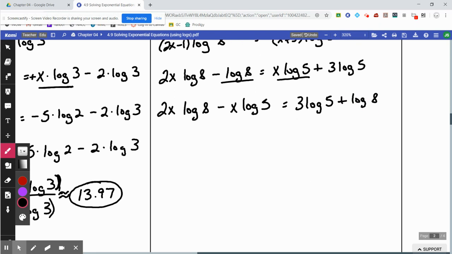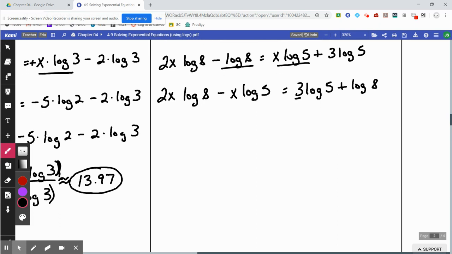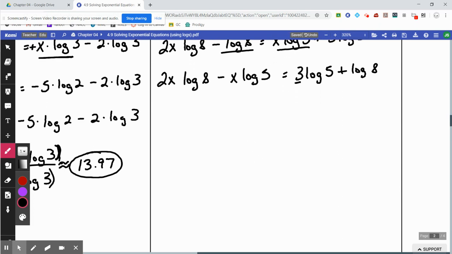And again, any of these, like the 3s, you could move those up to an exponent if you would like to and clean that up. It doesn't really matter because we're going to type it into a calculator. I just want to remind you that it is possible. Our x's here could be factored out. I'm left with 2 log 8 minus log 5 equals 3 log 5 plus log 8.